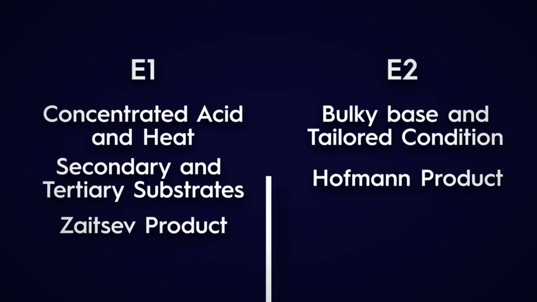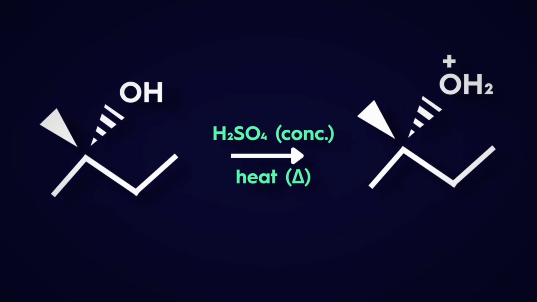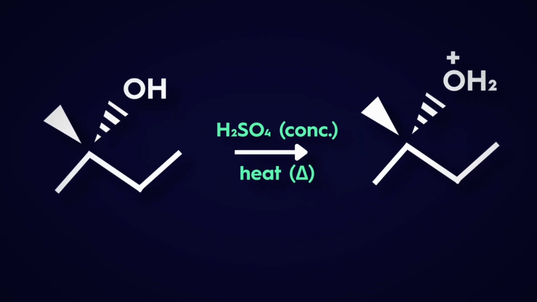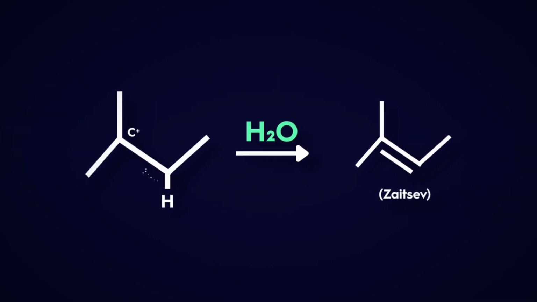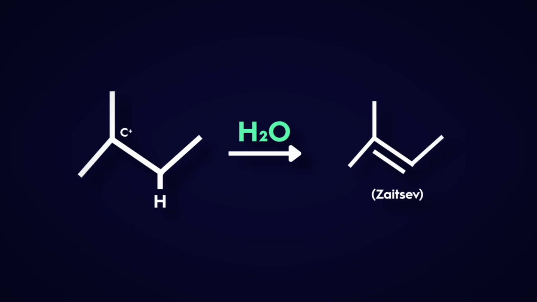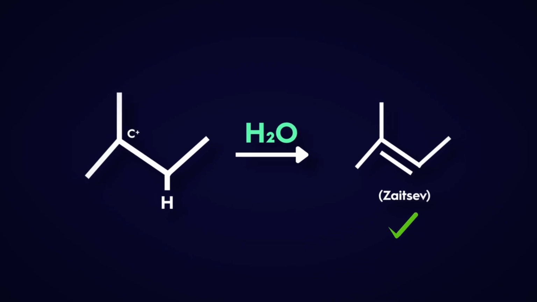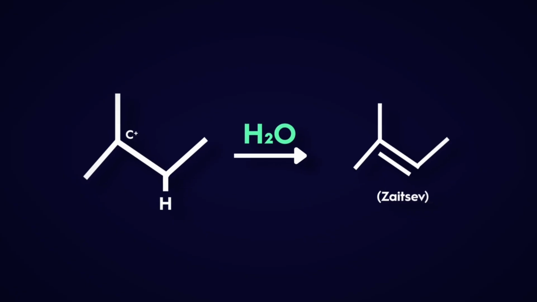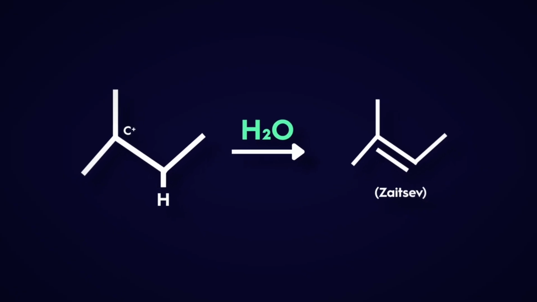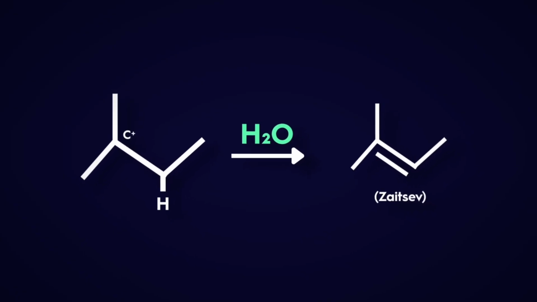Let us see that on a real substrate next. Protonate the tertiary alcohol, lose water, form the carbocation, then a base removes a beta hydrogen to give the more substituted alkene, 2-methyl-2-butene. Keep an eye on rearrangements in E1. Hydride or methyl shifts can appear if a more stable carbocation is possible.